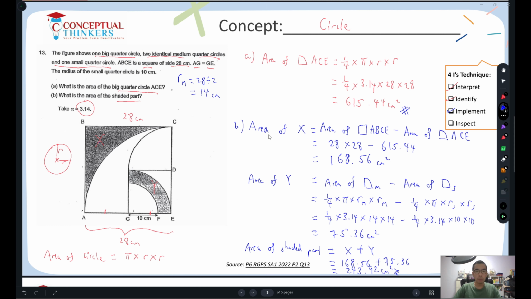Okay, so I will be ensuring that I'm finding the correct things that are asked by the question. Then I'll also be checking that I'm using the correct values to do my calculation. I also ensure that I didn't make any mistake in terms of using my calculator. So that is how I inspect my solution for a circle question. So that's all for this question.